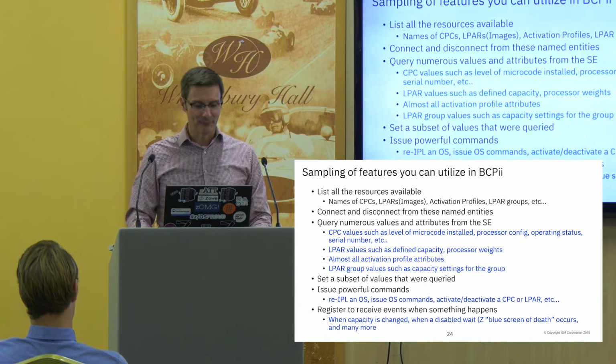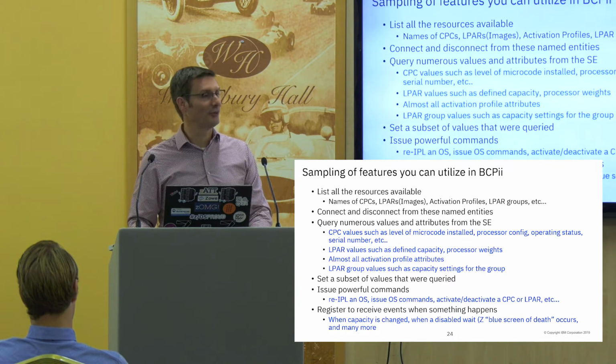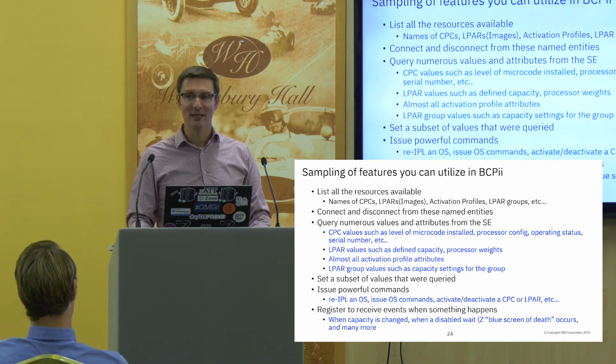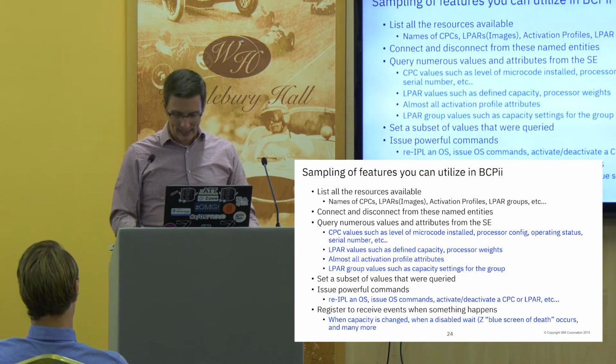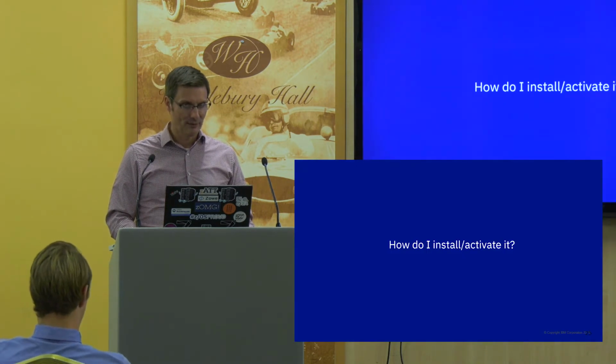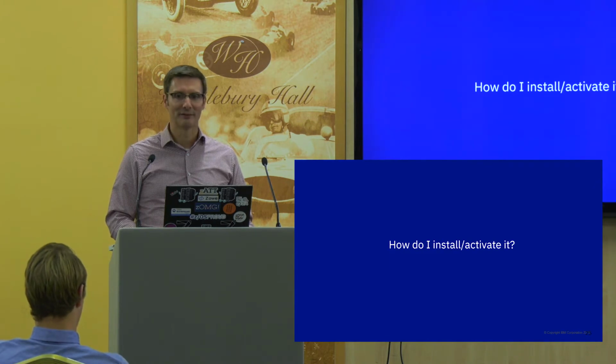There's lots of things. When that blue screen of death occurs, I can be notified about that. Oh, a guy just went to disable wait state. Life is really not good right now for that system. So what am I going to do about it? And many, many more. There's probably about 20 events I can register for. Any questions on that so far?